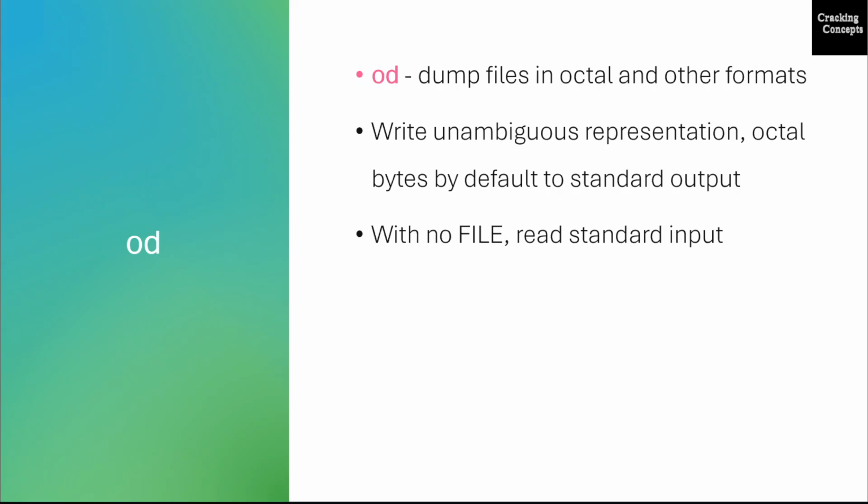Next command is od. Now this will dump files in octal and other formats. It will write an unambiguous representation, octal bytes by default, of file to standard output. With more than one file argument, it will concatenate them in the listed order to form the input. With no file, it will read the standard input.